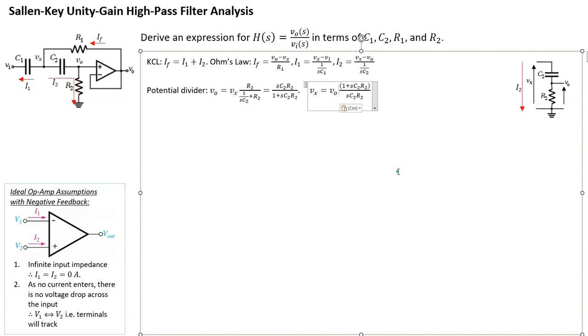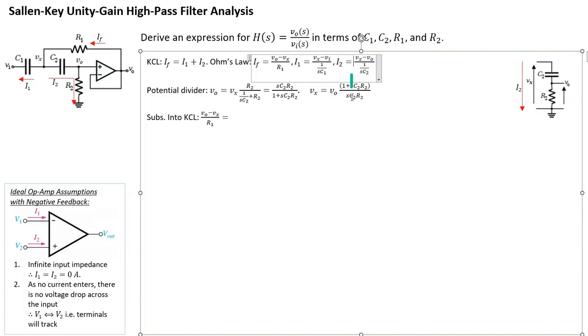Okay, so now we have what we need. We just need to substitute this IF, I1, I2 into the original KCL equation and replace all the Vx with this term here. So let's do that next. Okay, so substituting into our KCL equation. First of all, you're going to get your IF, which is going to be this. I'm just going to copy this. It is equal to I1. I1 is just this.